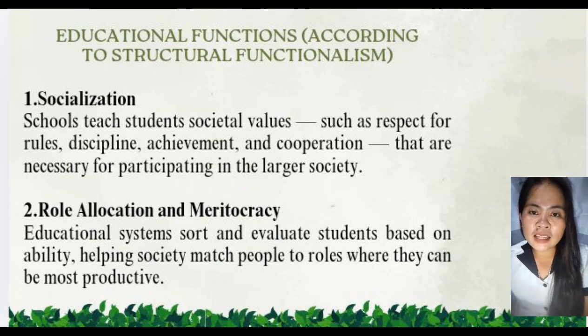Second, role allocations and meritocracy. Schools evaluate students based on their ability, effort, and achievement. This process helps society match people to appropriate roles. For example, high-performing students may be guided toward professional careers. Others may be directed to technical or vocational paths. This process supports the idea of meritocracy, where positions are earned based on performance rather than family background.